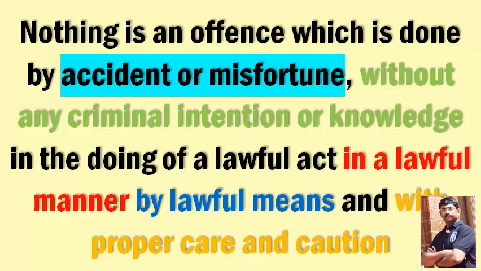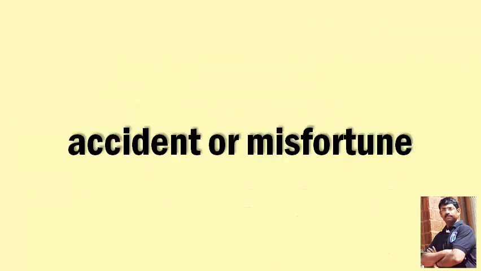So what is an accident and what is a misfortune? An accident is an incident that takes place out of the ordinary course of events, which no man of ordinary prudence could anticipate and provide measures to check it. Likewise, a misfortune is an accident with harmful consequences resulting in injury to another.